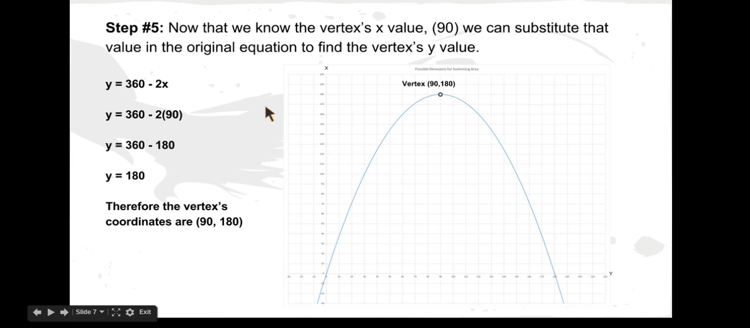Now that we've found the vertex's x value, all we have to do is sub in that value into the original equation to find the y value. Now, our original equation was y equals 360 minus 2x. Since the vertex x value was 90, we replace that x with the 90 that we found as our axis of symmetry. This makes the equation look like this.